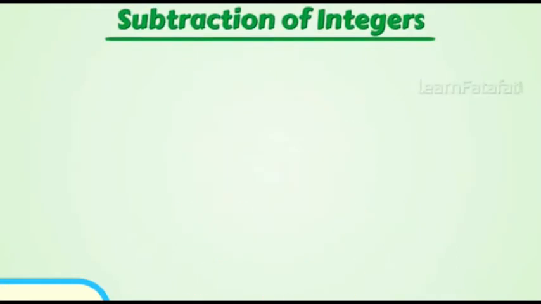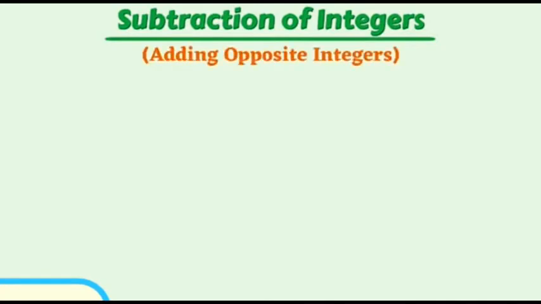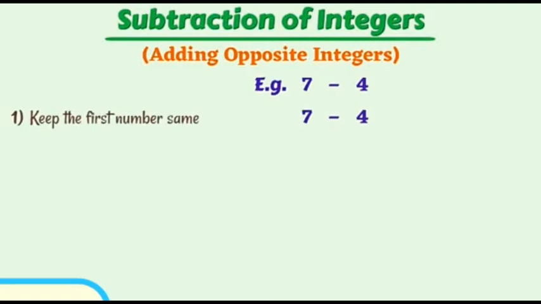Now, let's learn subtraction of integers. Basically, subtracting an integer is the same as adding its opposite. Let's understand this. Example, 7 minus 4. Step 1. Keep the first number same. So, let's keep 7 as it is.